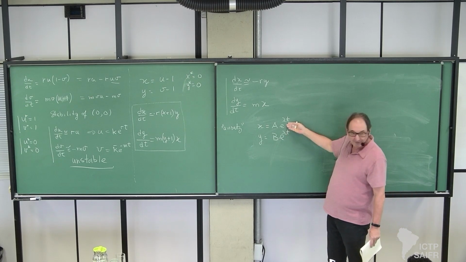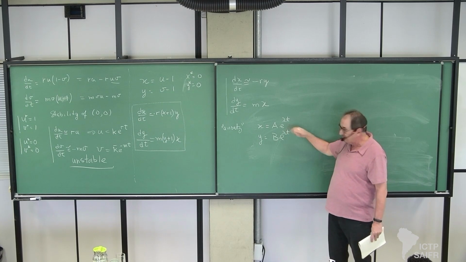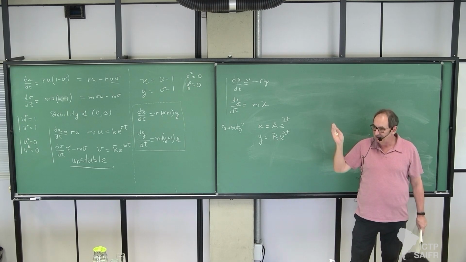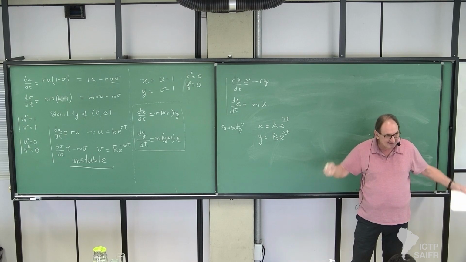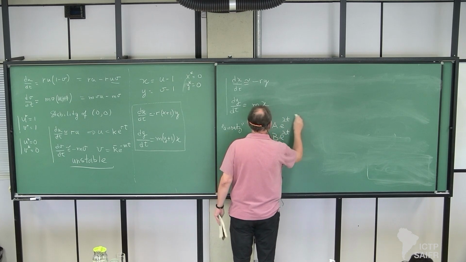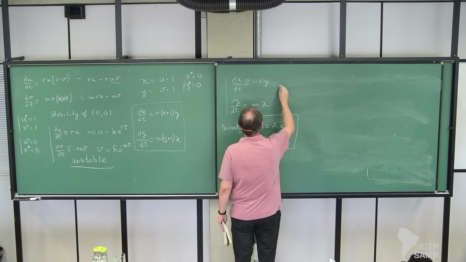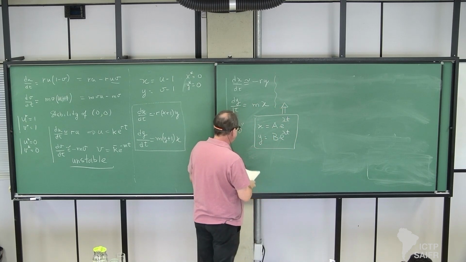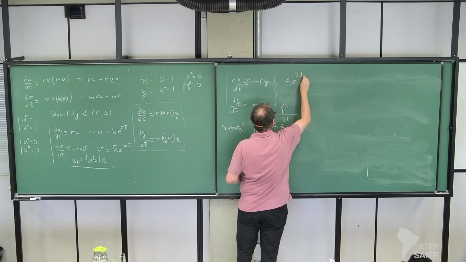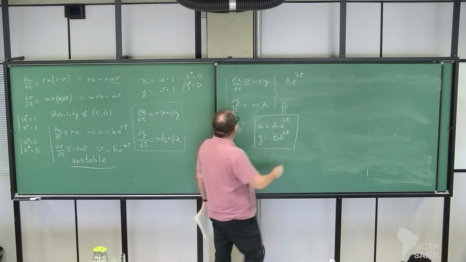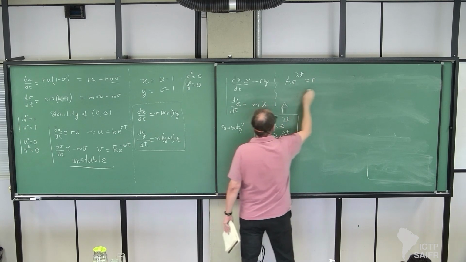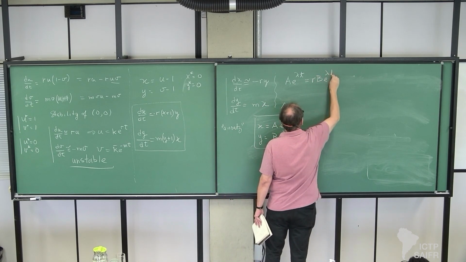Because this gives me growth rates, okay? If lambda is positive, it's growing away, the fixed point is unstable. If lambda is negative, the fixed point is stable. So we want to know the sign of lambda. And let's see. If I do this here, and I input this here, what will I get? I will get dx/dt is a e to lambda t minus r times b e to lambda t.